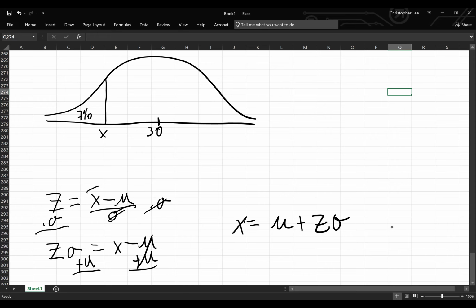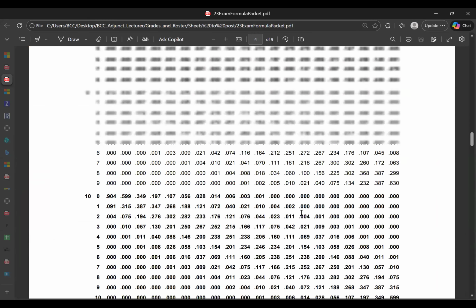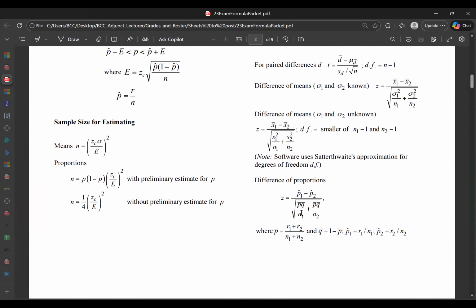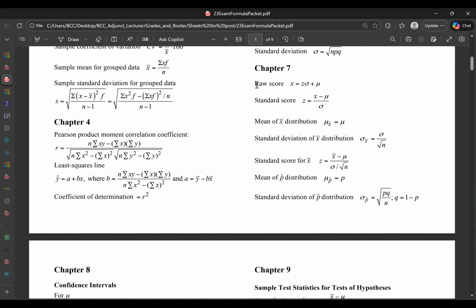Now, if you don't want to go through all of that, right? This is just solving literal equations, right? You can check out your formula sheet, right? Now, on your formula sheet, your raw score is right here, chapter 7. After that, you kind of just plug in the numbers, get the answer. That's the end of the whole conversation for this.